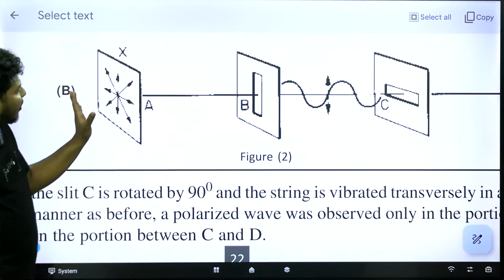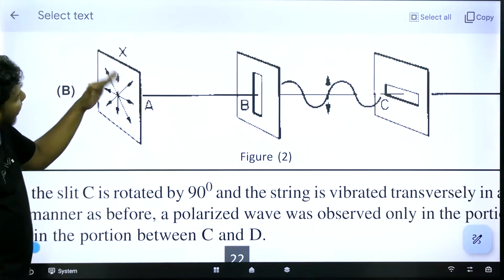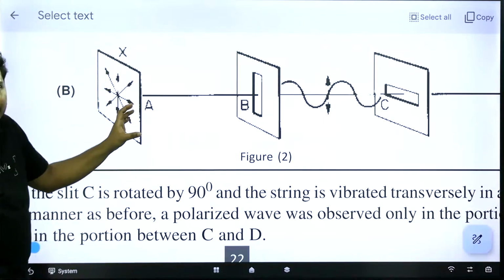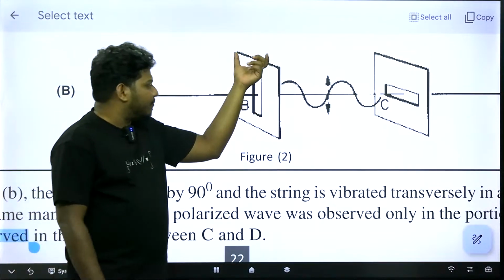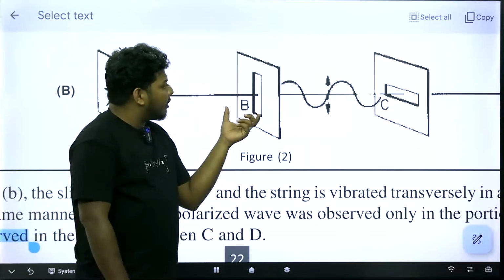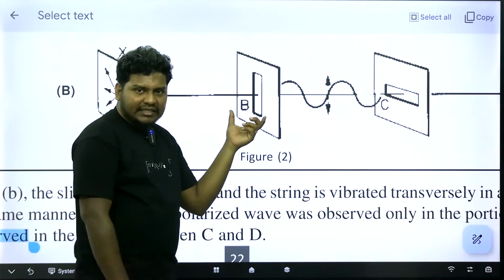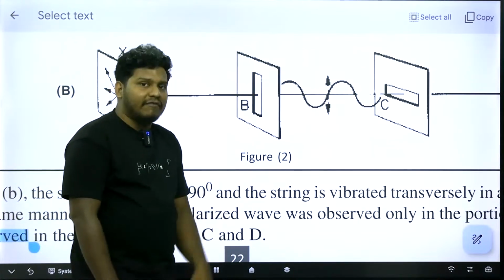Look at this one. Look at the beauty. In many planes, there are many waves coming. So there are 4 waves coming. In this case, when I'm keeping a hole like this, I'm getting only 1 wave here.